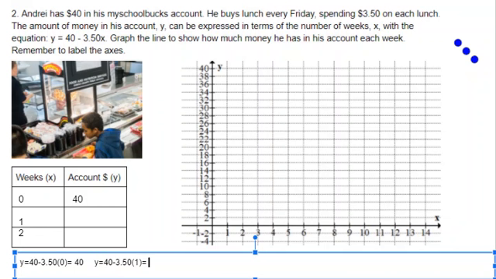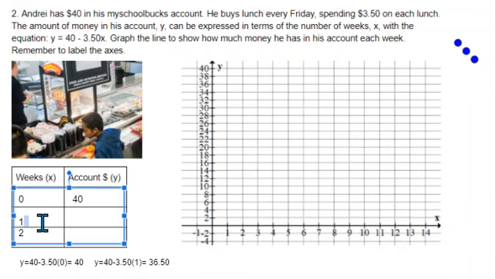Again, you can use a calculator or you can do this in your head. 3.50 times 1 is 3.50. $40 minus 3.50 is $36.50. And so that goes up here, $36.50. All right, and then I'm going to substitute 2.